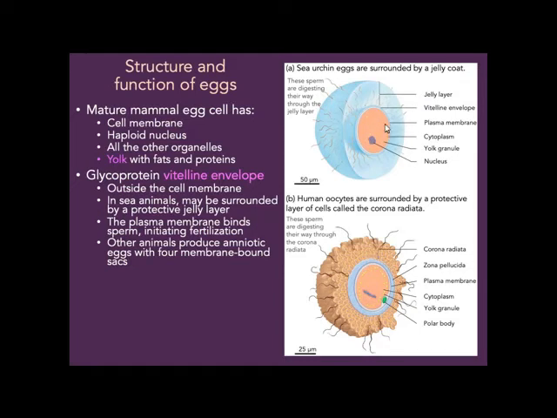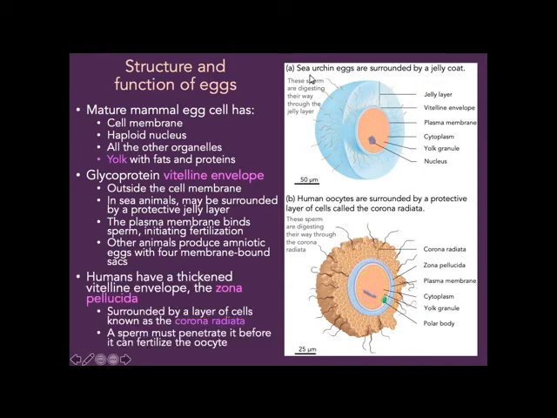So that's important. Other animals produce amniotic eggs with the 4 membrane-bound sacs. So remember we talked about that when we talked about animals with the amniotes. So this is a very simple egg because it is the egg of a sea urchin, okay, not an amniote.